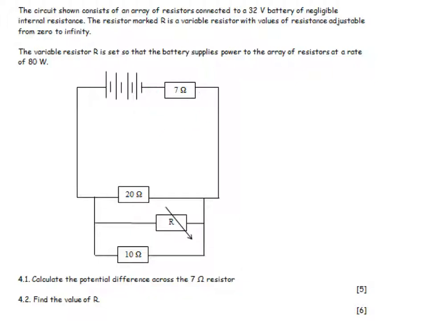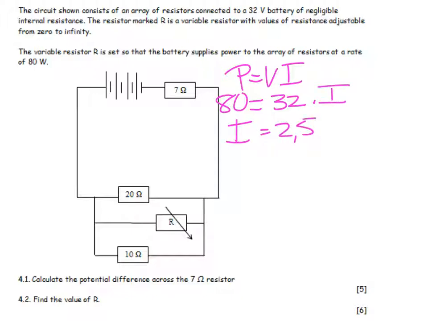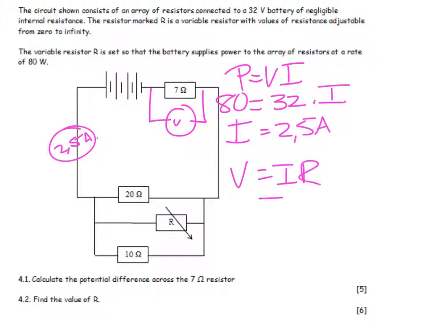So the first thing I'm going to do is I'm going to say that power is equal to V times I, which is equal to, 80 is equal to 32 times current, and current turns out to be 2,5 amps. So that's on the main branch. Now I'd like to know what is a voltmeter reading across there. So I go V is equal to I times R, which is equal to 2,5 multiplied by 7, and I land up with 17,5 volts.